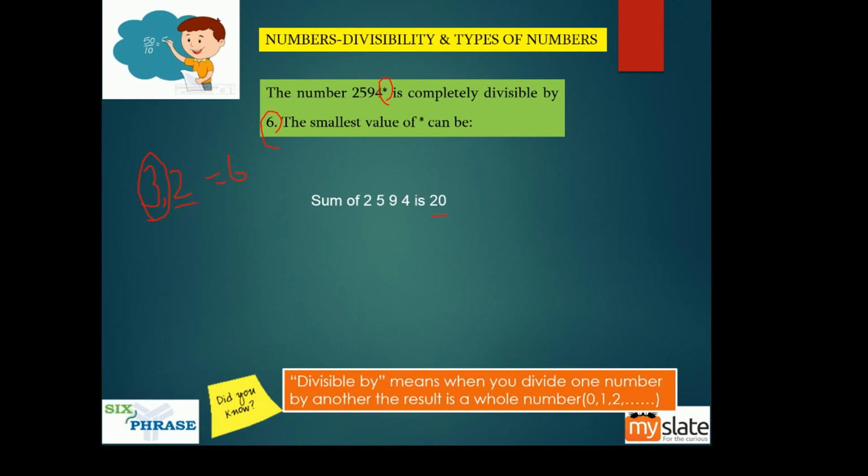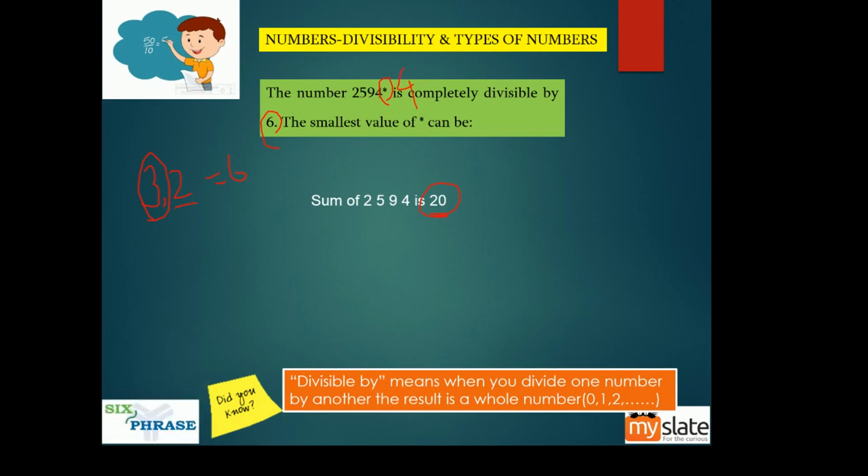Now instead of 1, let us try and substitute 2. You cannot substitute 2. If you substitute 2, then this number won't be divisible by 3. 3 also you cannot substitute. What is the next number that you can substitute so that this is divisible by 3? It is 4, right?